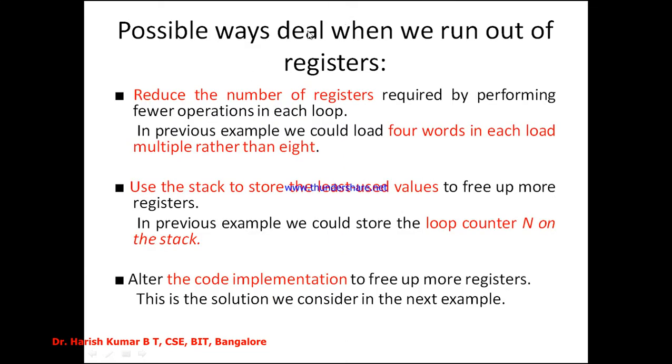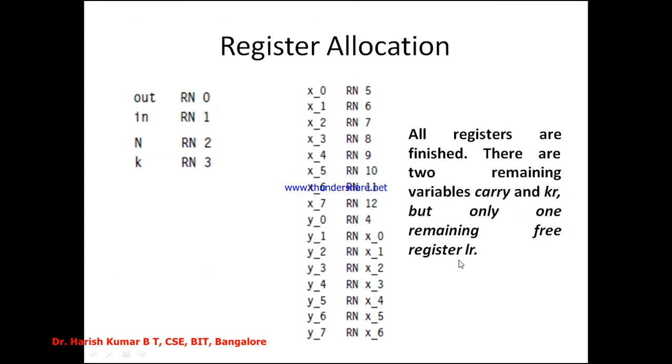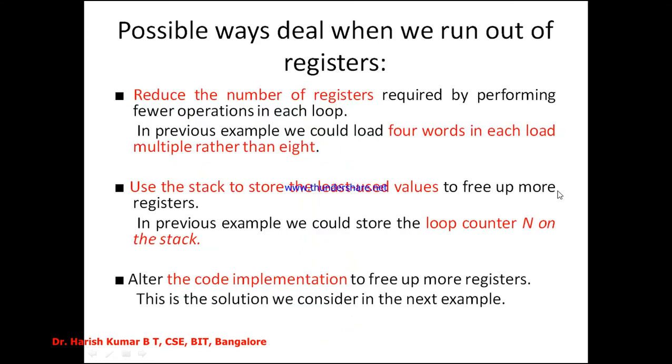Now there are possible ways to deal with it when we run out of registers. Here we ran out of registers because there is only one register available now. LR I can use, R13 and R15 I cannot use, but LR, R14 I can use. But still there are 2 variables, carry and KR. You can observe here, carry I have not assigned any register, and KR also I have not assigned any register. Now what do I have to do when I run out of registers?